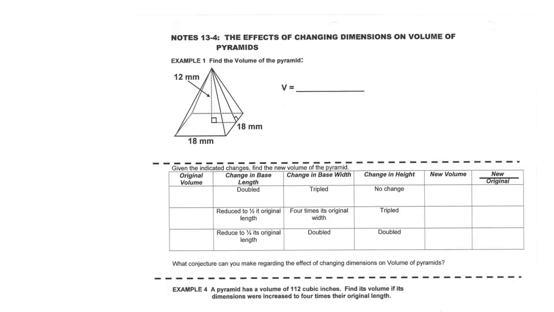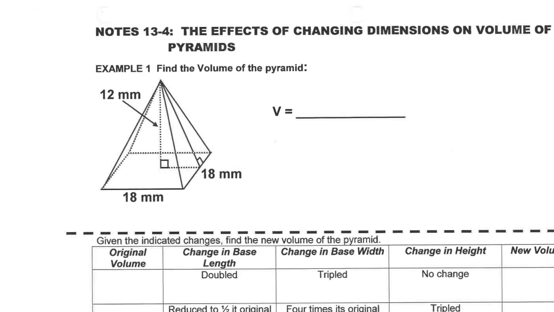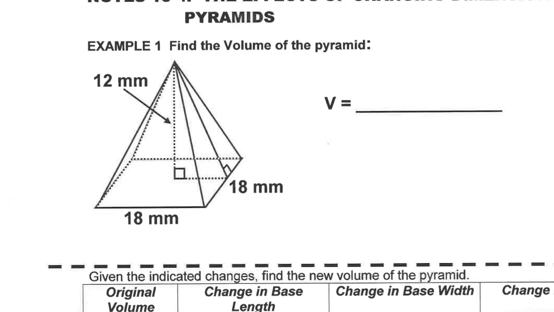So we're going to start off finding the effects of change in dimension on volume of pyramids, and you can probably figure out what's going on already because we've seen it before. But let's find the volume of this pyramid, and then we'll see what happens when we mess with it. We just need the volume.